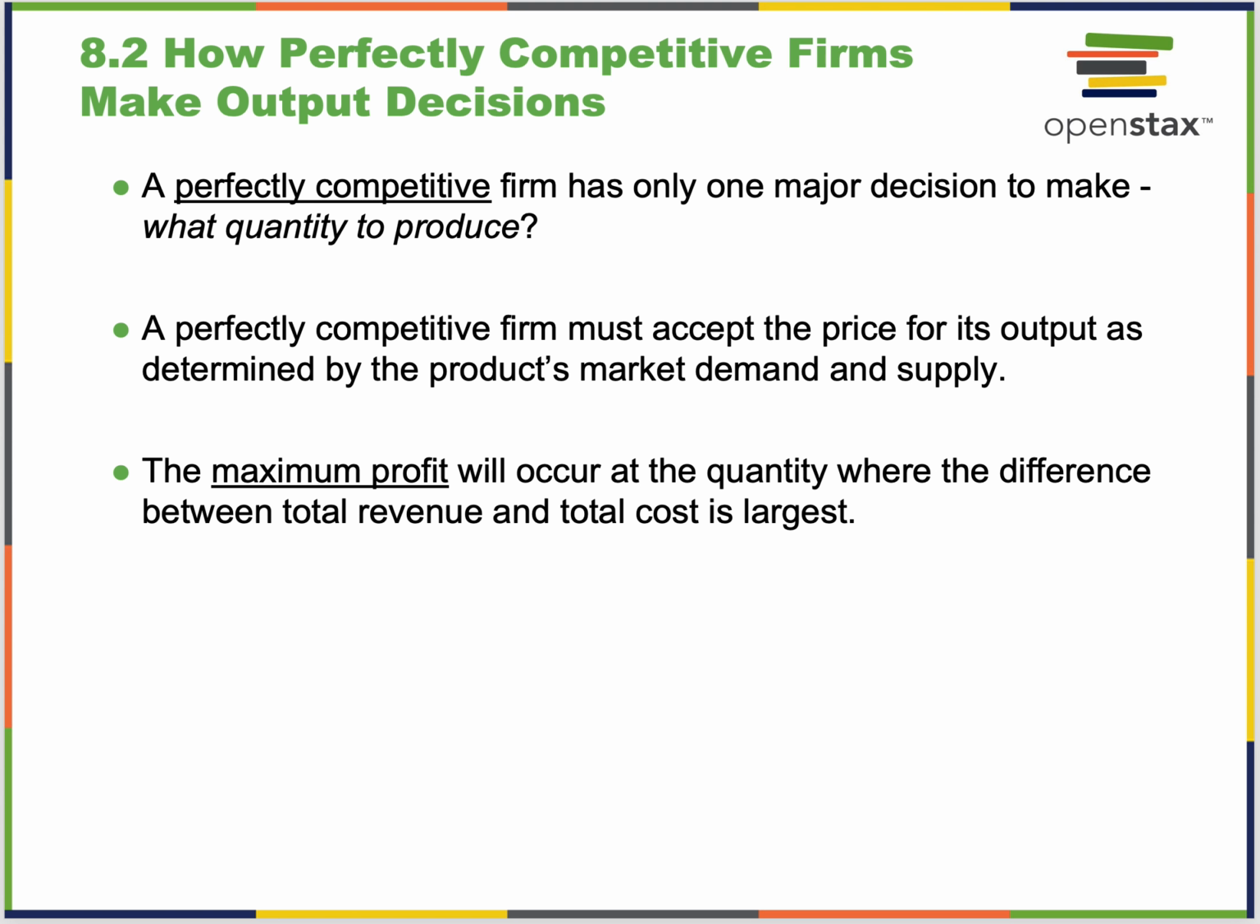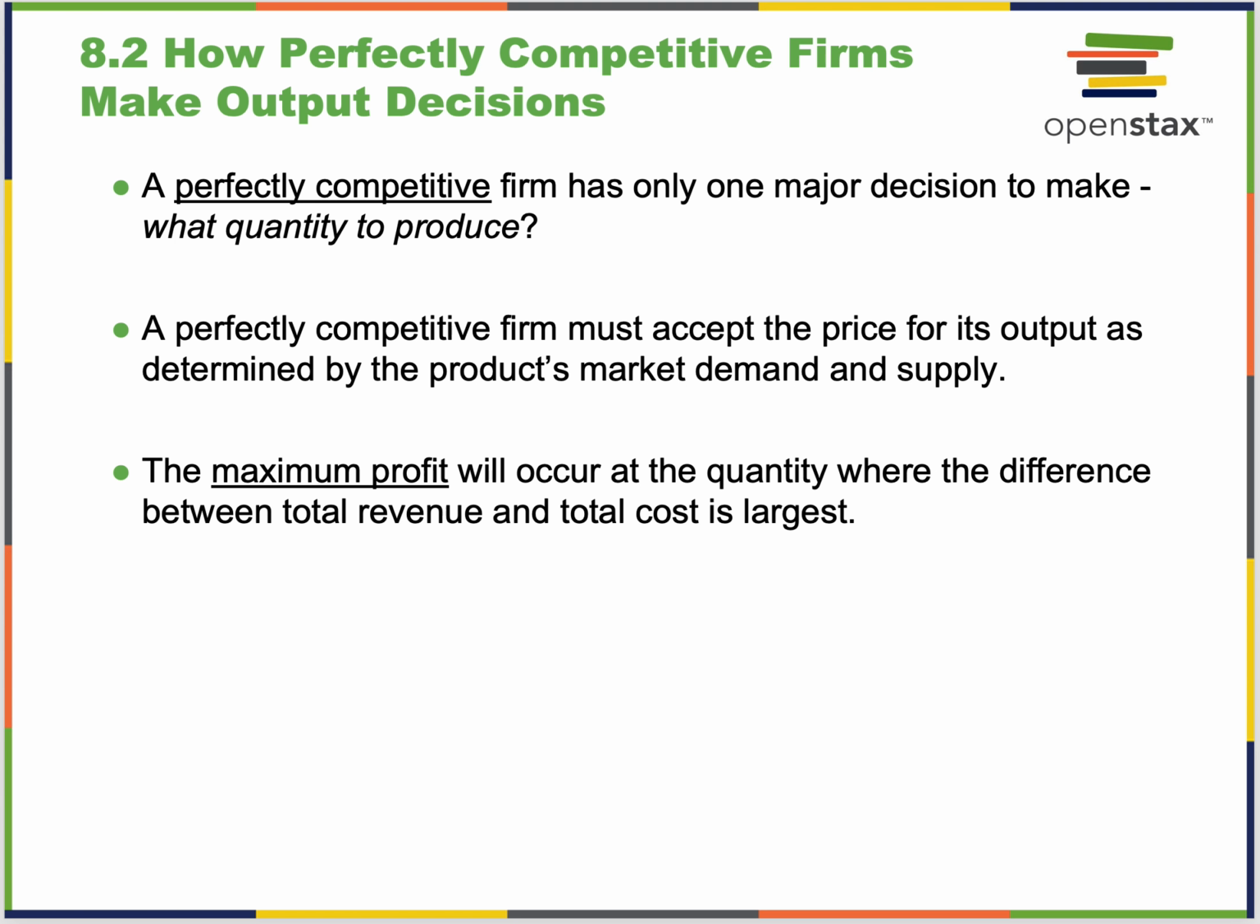So a perfectly competitive firm has only one major decision to make: what quantity to produce. How much are we going to produce? A perfectly competitive firm must accept a price, they're price takers, for its output as determined by the market.